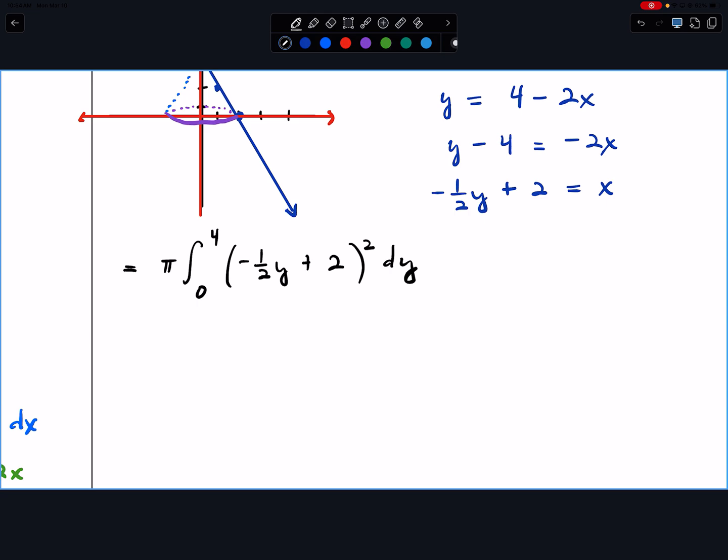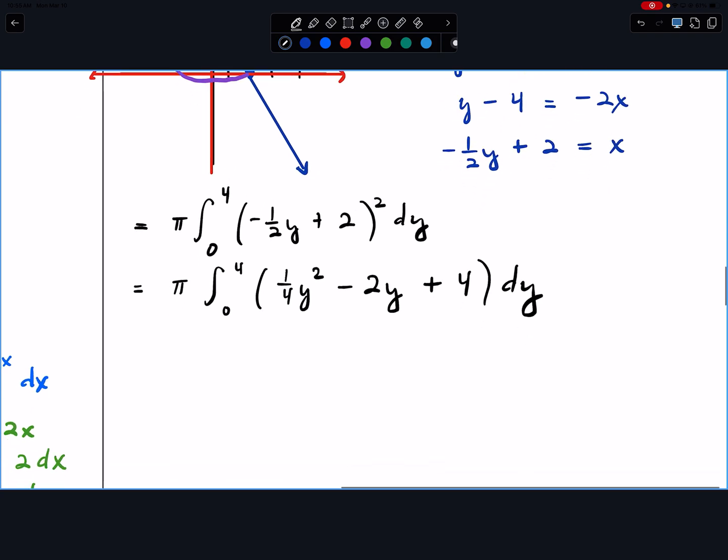Okay, so if I multiplied everything out, I'm going to get -1/2 times -1/2 is going to be positive 1/4 y squared. Then if I expanded it and multiplied, I would get what? Negative y, so -2y plus 4 dy. Let me double check, because I don't want to keep going if I'm wrong. That's right? Yeah.